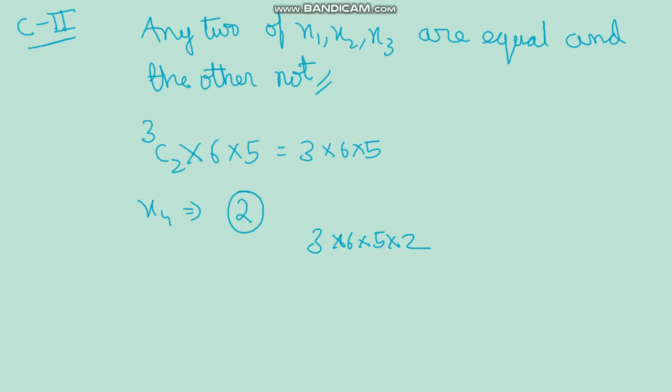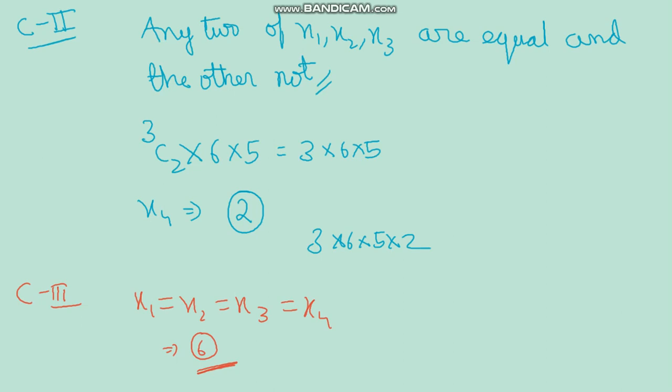Moving on to case 3, where x1 equals x2 equals x3, and that must be equal to x4 only. You can understand why it is so. So here we have 6 ways only, for all equal to 1, or all equal to 2, or all equal to 3, and so on up to 6. So here we will have only 6.